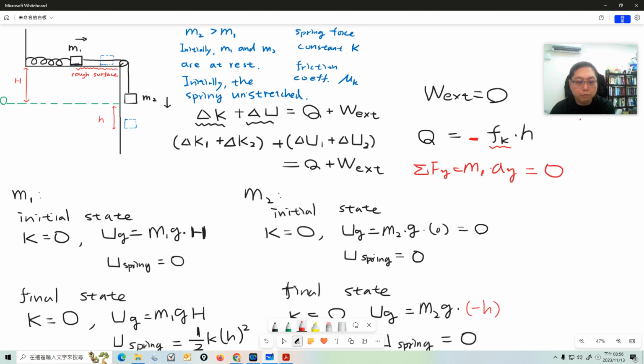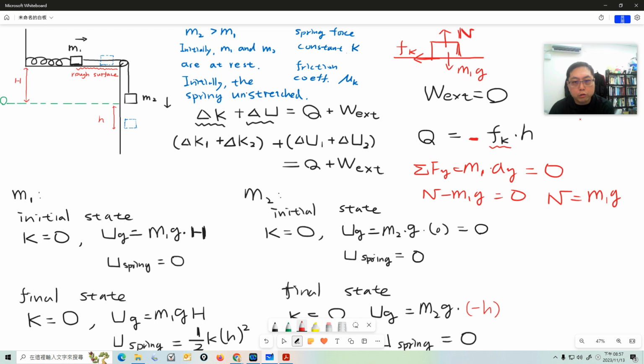So sigma Fy is 0. If you draw the free body diagram for object m1, you have weight m1g, and you also have the normal force. Whenever you place anything on a surface, you have a normal force. This problem also has friction, but right now we only consider the y direction, so we ignore the friction force. So sigma Fy equals 0. With N upwards positive, N minus m1g is equal to 0. So the normal force is equal to m1g.